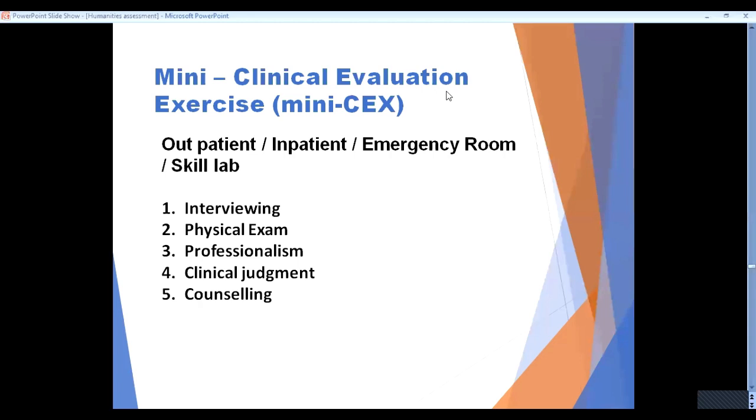I don't know whether we have seen it or not, but you can download it from Google, and it has various components, and each component you just have to grade. You just have to tick, and then finally you add it, and how to judge the scoring, that also has been given in the form. So basically, by this form, you can assess the interviewing or communication capacity of the students, physical examination, professionalism, clinical judgment, counseling, etc. All these attributes can be judged.